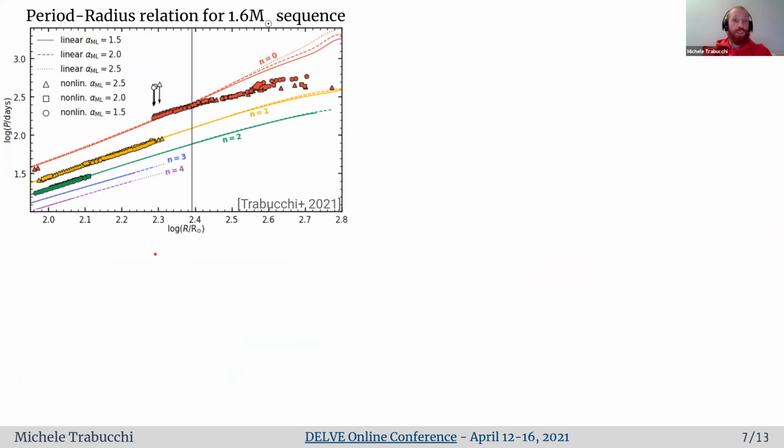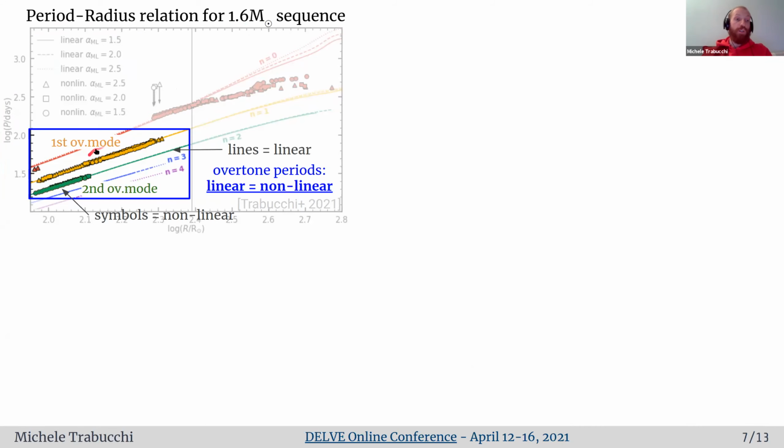This is an example of the results for a sequence of 1.6 solar masses models, showing the dependence of the period of the dominant mode as a function of the stellar radius of the model. You can see symbols represent the new nonlinear results, while the line represents reference linear periods.